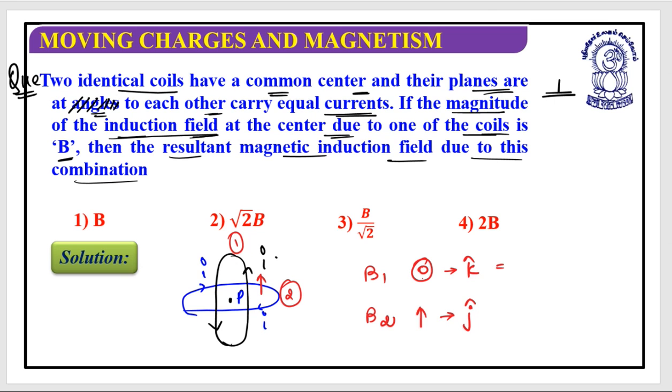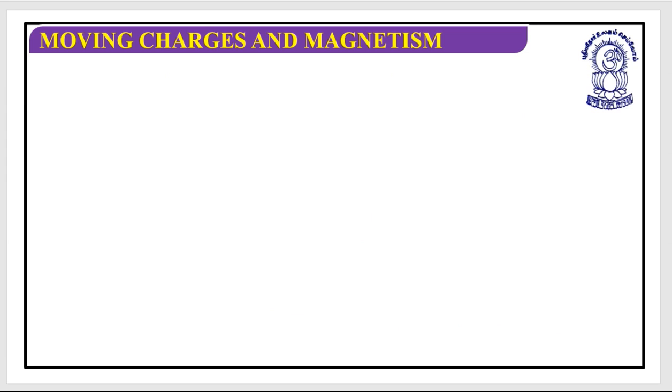Now what is B1? As they said, they are identical. So it's mu naught I by 2R into K cap. This is mu naught I by 2R into J cap. What I want is, let's suppose this I assumed as K, this I assumed as J.